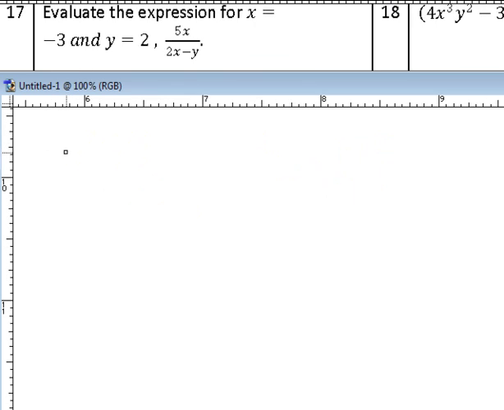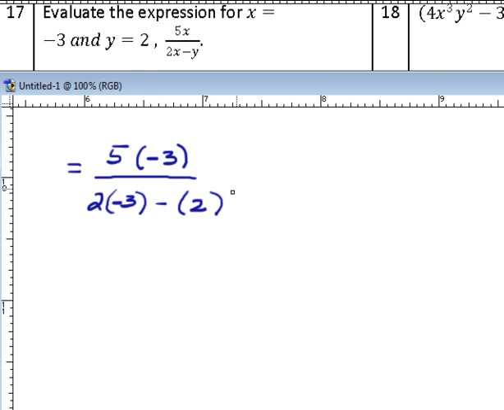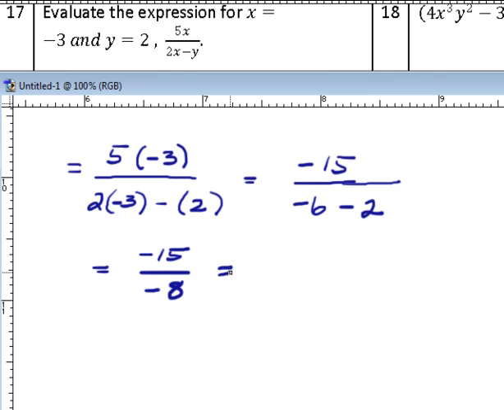In number 17, we're asked to evaluate this expression with x equal minus 3 and y equal 2. So we'll substitute in. I'm going to write parentheses for x and y. And do the substituting. Minus 3 for x and 2 for y. So we have minus 15 in the numerator. And here we have a minus 6, minus 2. So that's minus 15 over minus 8, which is the same as 15 over 8.